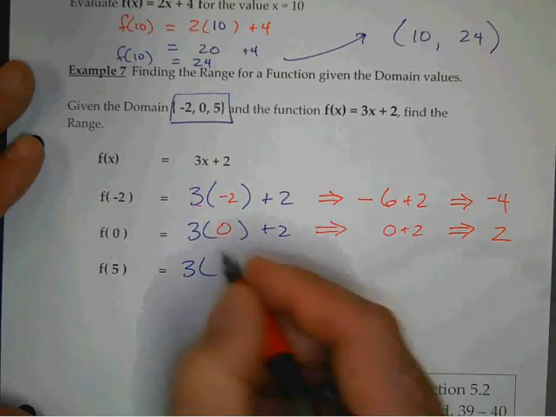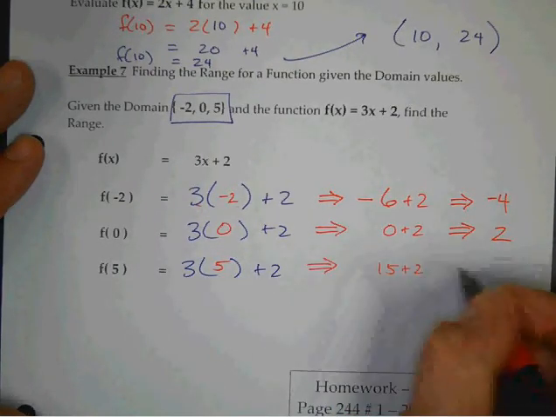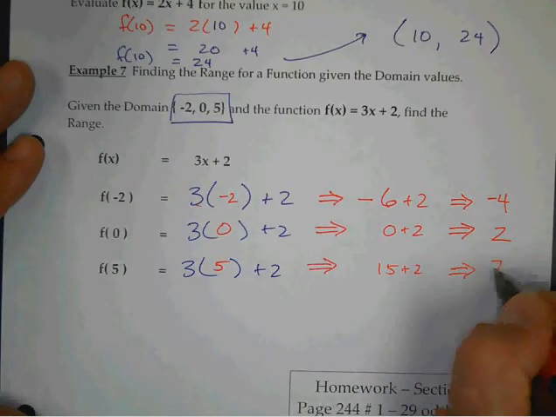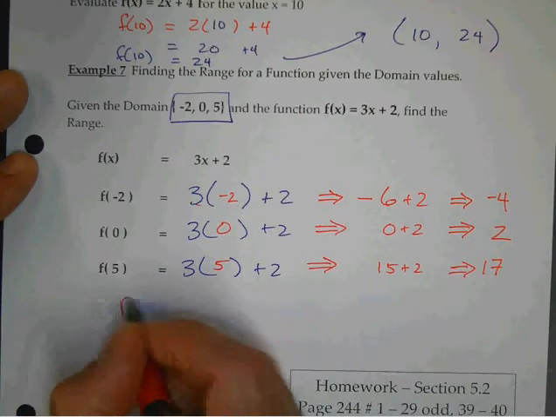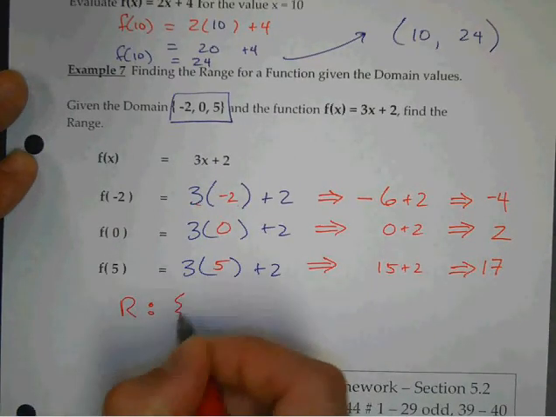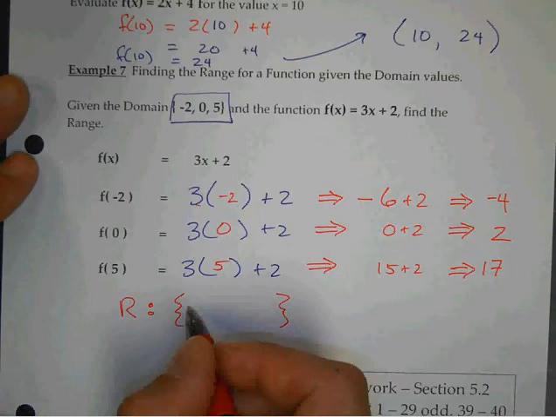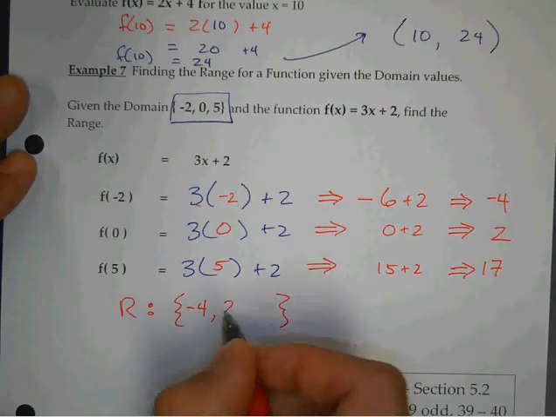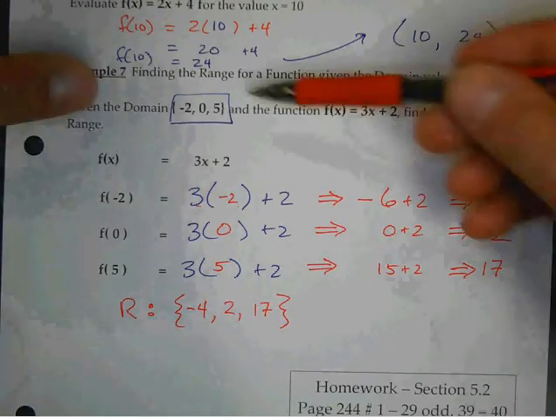And my final one, 3 times 5. That's 15 plus 2. My output is 17. So if that's my domain, what is my range? What numbers do I put in for my answer? -4, 2, and 17.